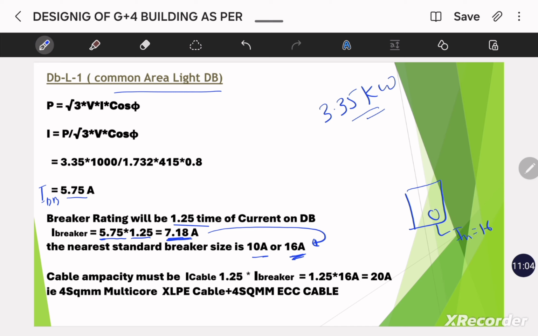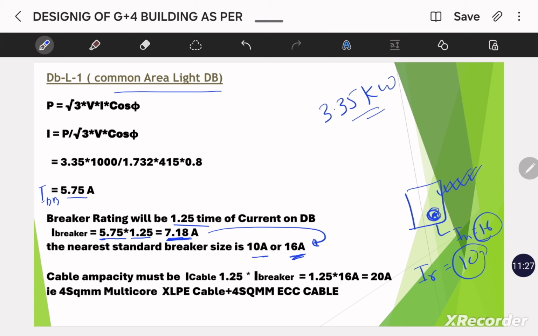nominal breaker rating down to 10 ampere as rated, by adjusting the dial. Okay, so we will choose a 16 ampere breaker rating and we will adjust it to 10 ampere, and in future if the load increases on that dB, then we can again adjust the dial to 16 ampere. This is the benefit of going for an MCCB.